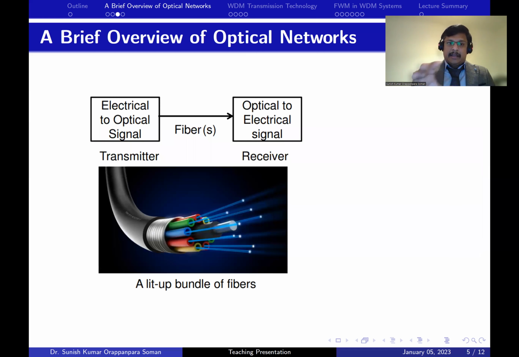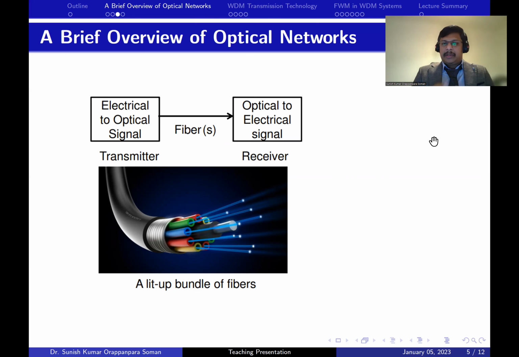In general, an optical network system consists of a transmitter and a receiver. At the transmitter side, we convert our information from the electrical domain to the optical signal, then transmit it over the fiber. At the receiver side, we do the opposite conversion, that is optical to electrical. Then we do the demodulation and detection of our information or data which is transmitted through the optical fiber.